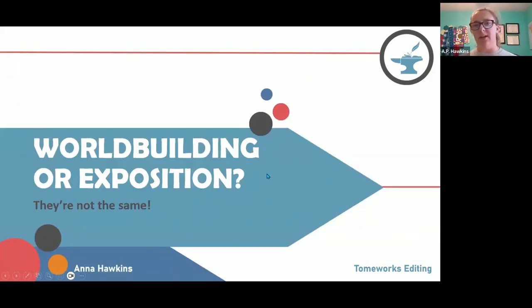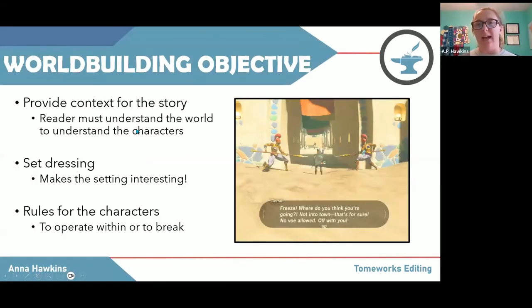So first, let's talk about recognizing the differences between world building and exposition. World building has certain objectives, right? It provides context for the story. The reader has to have some understanding of the world that the story takes place in order to understand the characters and the plot. It also serves as set dressing, so it makes the background to the plot interesting. And it also establishes rules for the characters to either operate within or to break.